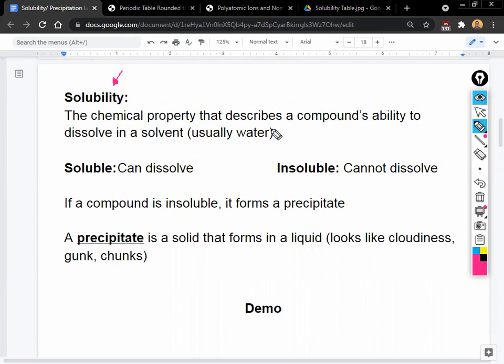Solubility just describes a compound or molecule's ability to dissolve in water. Okay, so this is the one that you do want to write down, these ones, soluble and insoluble. So if a compound or a molecule is soluble, that means it can dissolve in water. And if it's insoluble, it means it cannot or does not dissolve in water. Okay, so if a compound is soluble, it can dissolve in water. And if it is insoluble, it means that it cannot dissolve in water. Okay.